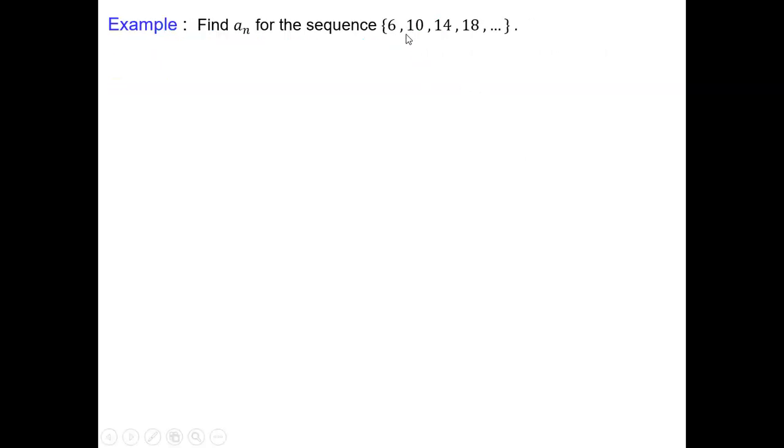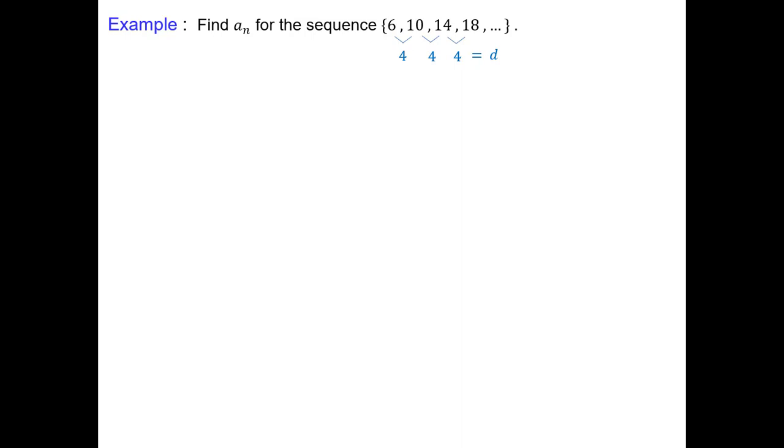Well, now we have a sequence and we'd like to come up with the sequence rule. So the first thing to recognize is that each of these numbers is off by 4. If I add 4 to 6, I get 10. Add 4 to get 14. Add 4 to get 18. So the common difference is 4. And we refer to that as D.